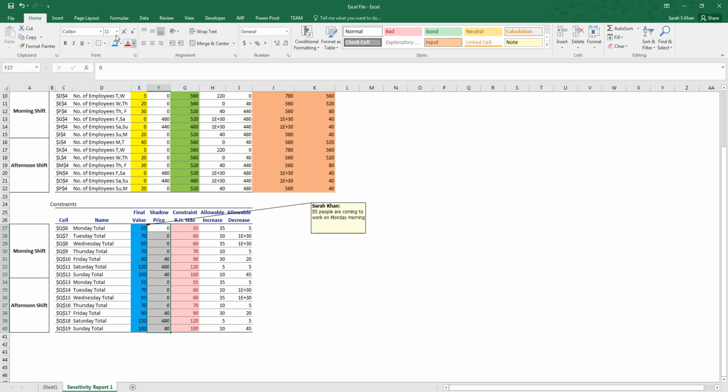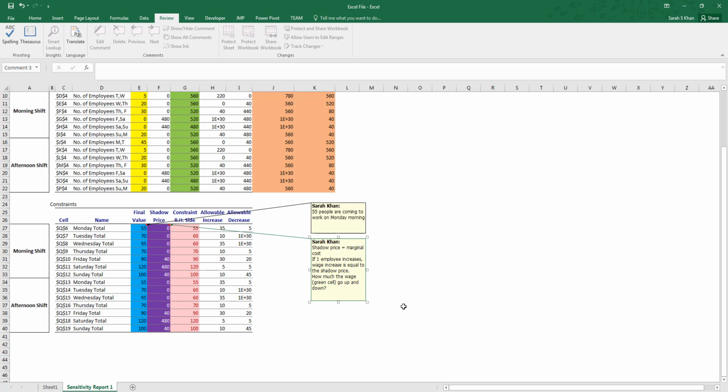The shadow price has the same interpretation as we had before. And let me color code it so it's visible. So our shadow price is our marginal cost. If demand for one employee increases for a particular shift on a particular day, the shadow price tells us the increase in our objective function, which is the total cost. So let's go ahead and write this down. For Monday morning shift, 55 people are appearing. A 0 shadow price means if we increase our demand for Monday morning shift from 55 to 56, it's not going to impact our total solution or the green cell.